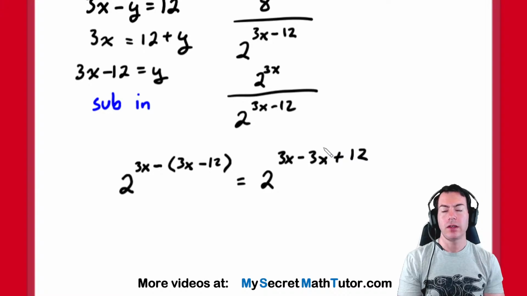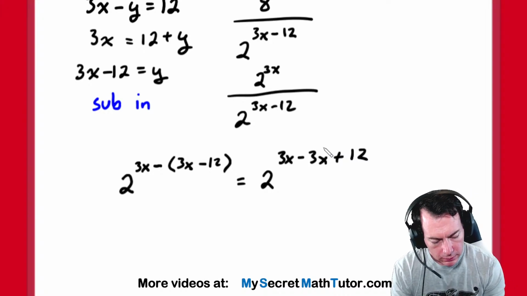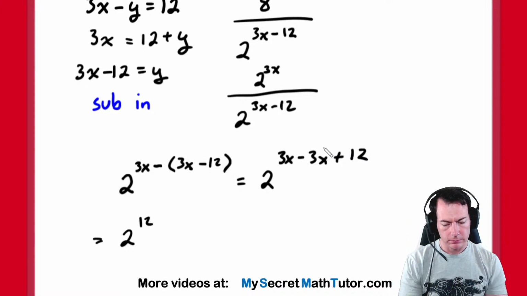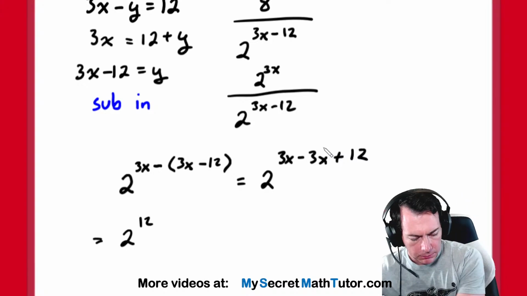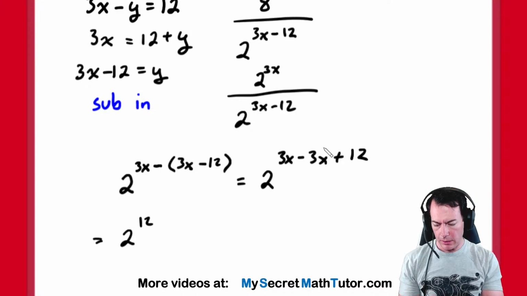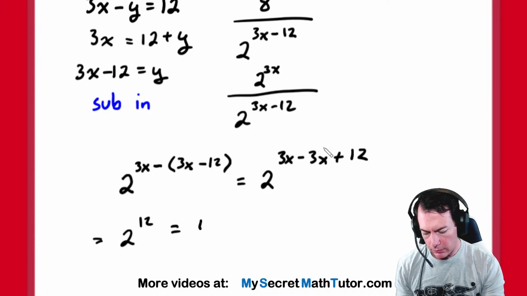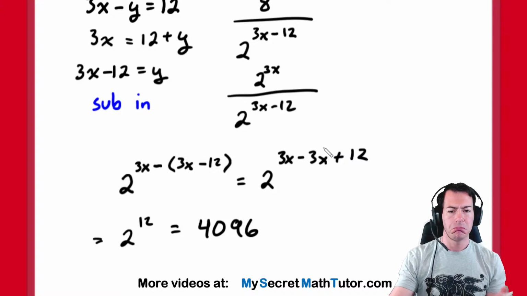Hey, how about that? Looks like the 3x and the 3x actually cancel out entirely. So we're left with 2 to the power of 12. And hey, now we don't have any more variables in there. We actually have a number. 2 to the power of 12 is actually not too big. Looks like this one equals 4096, and that'd be it.